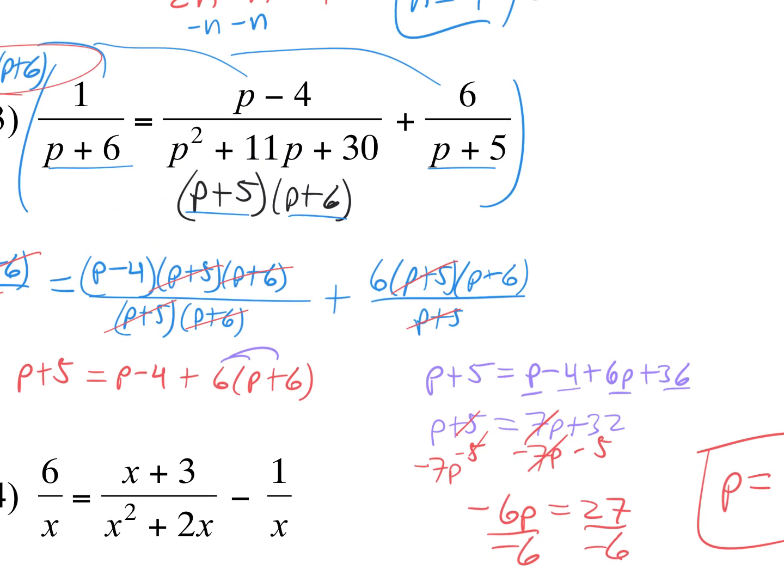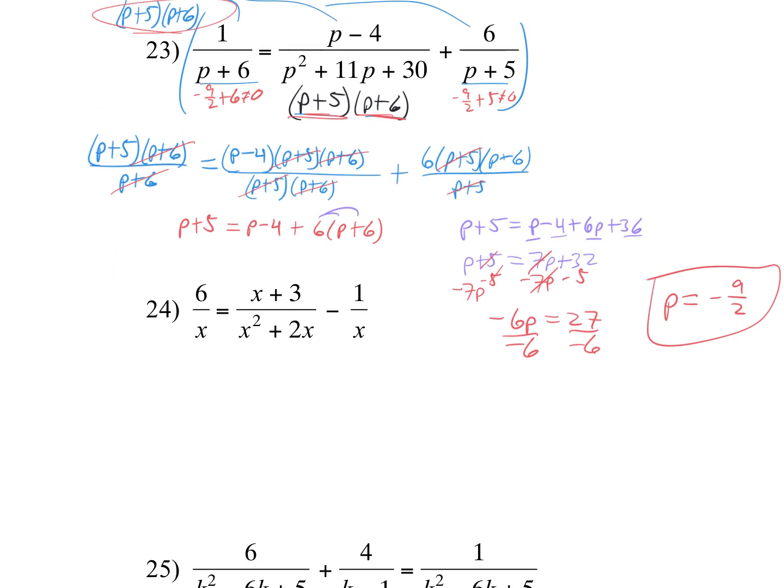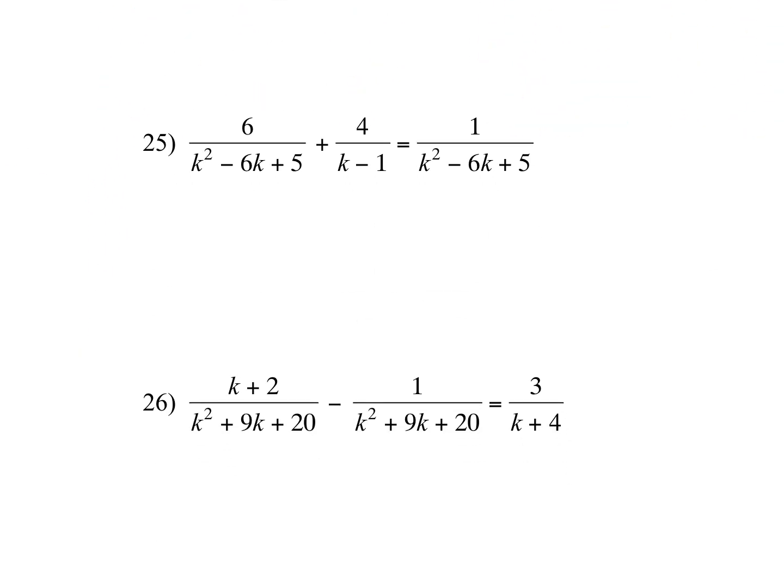And then when you plug it into the denominator, do you get 0 anywhere? Right, you shouldn't, right? So negative 9 over 2 plus 6, that's not 0. Same thing with this one right here, negative 9 over 2 plus 5, that's also not 0. Right, and because these are factors, and we just plugged it in, then they're not going to be 0 either. All right, good. Now let's try the same thing for 24, 25, and 26, right?